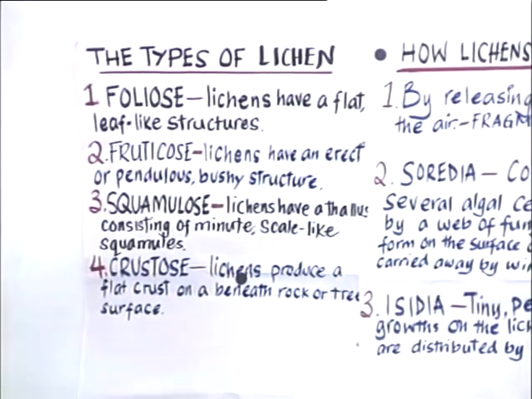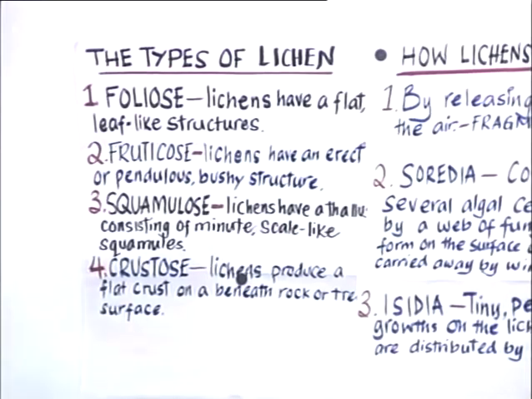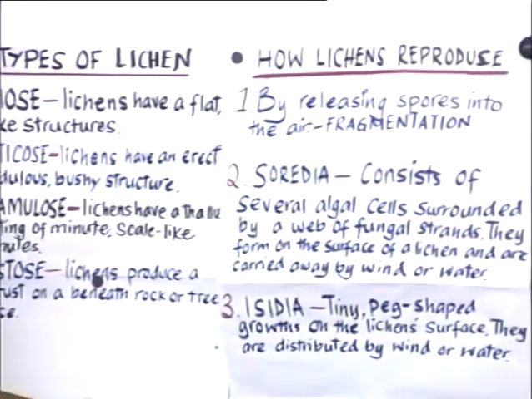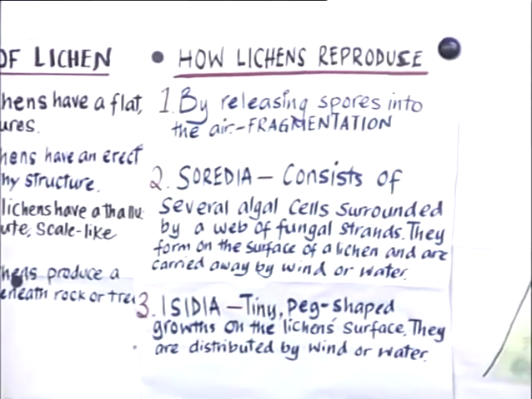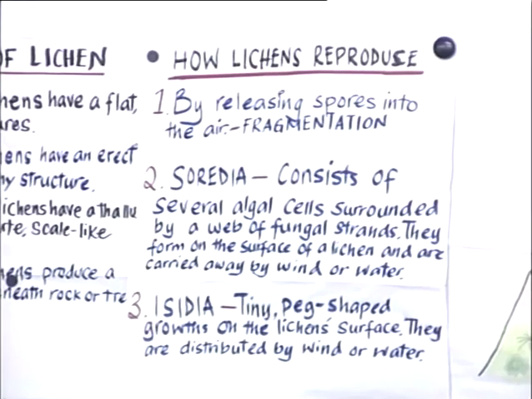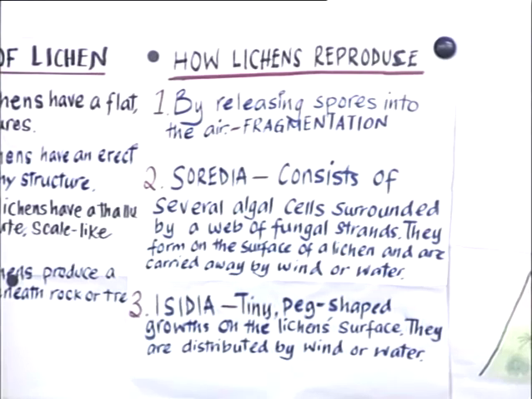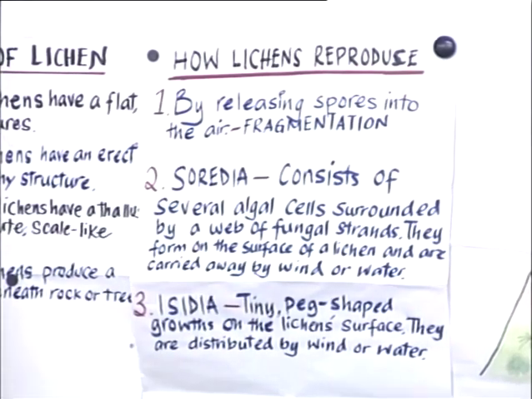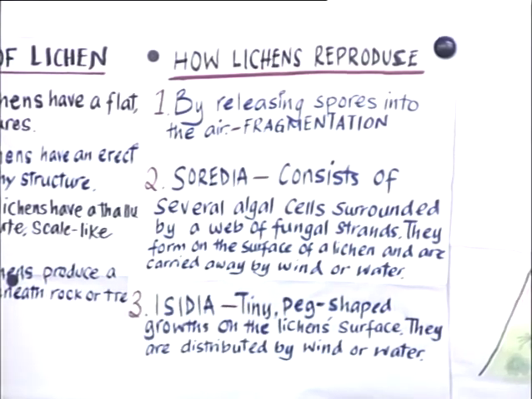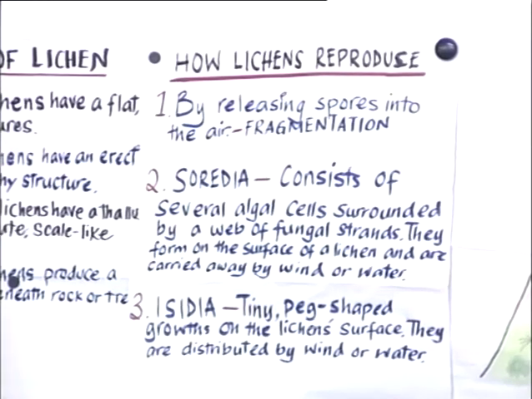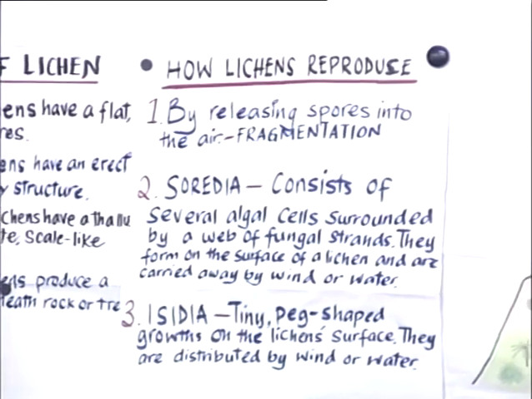Okay, there are several ways that lichens reproduce, but just three here. One is by fragmentation, when spores are released. These are usually fungal spores that are released into the air, and they have to land where there's a suitable alga where they can combine together and a new lichen is grown.